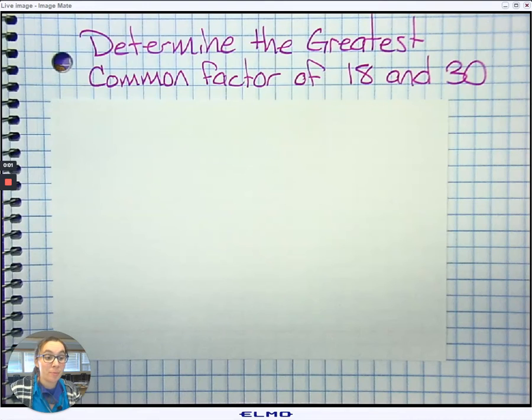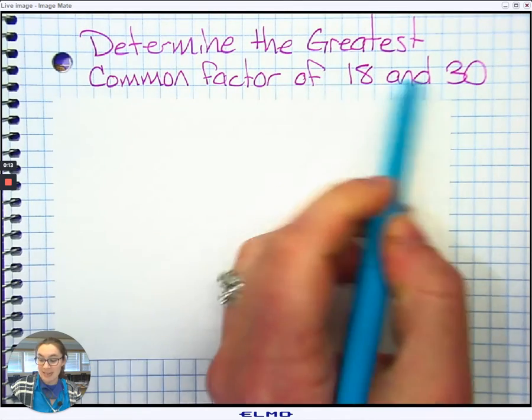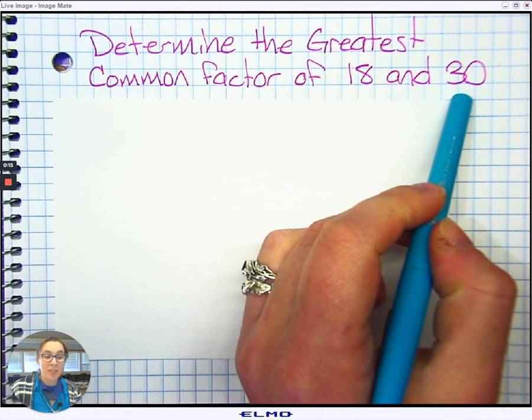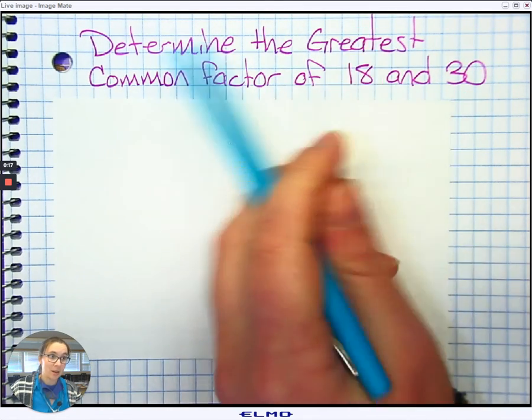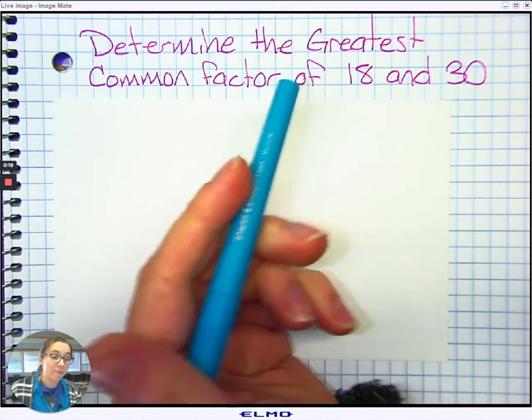This is example lesson 3.1, example 2. We are determining the greatest common factor of 18 and 30. The greatest common factor is exactly what it says on the tin. It is a factor of both 18 and 30, and it's the biggest one they have in common. Greatest common factor, or GCF for short.